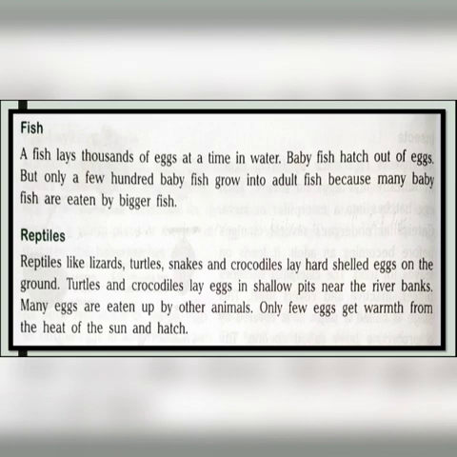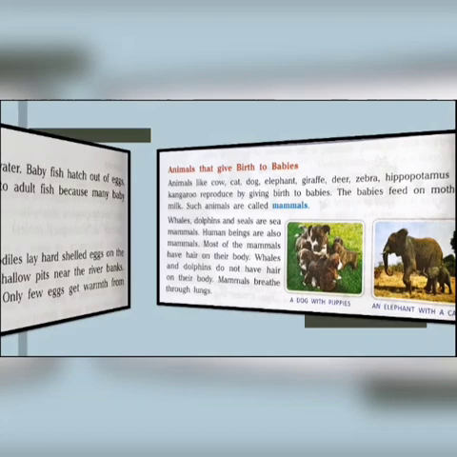And there are some reptiles, like lizards, turtles, snakes, and crocodiles, which also lay hard shell eggs on the ground. Turtles and crocodiles lay eggs in shallow pits near the river banks, and many eggs are eaten up by other animals also. Only a few eggs get warmth from the heat of the sun and then hatch. So up to here we learnt about reproduction by laying eggs.